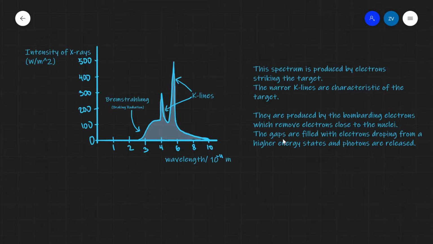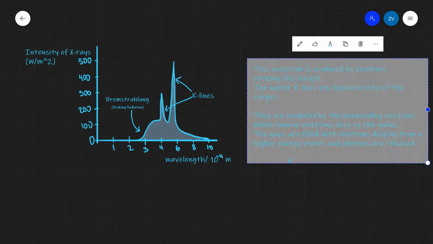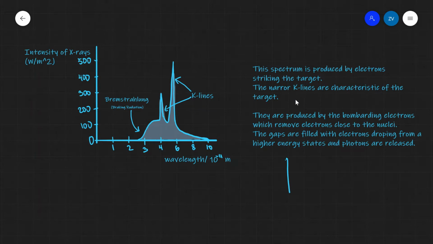So this curve is produced by electrons striking the target in an X-ray tube. The narrow K lines are characteristic of the type of metal in the target. So they're produced by bombarding electrons, which literally remove electrons which are close to the nuclei. So if you imagine that the target is right here, the electrons are traveling towards it and they're literally removing some of the electrons.